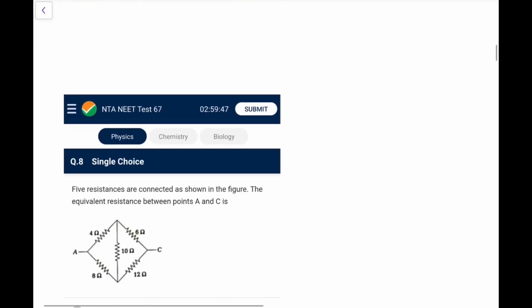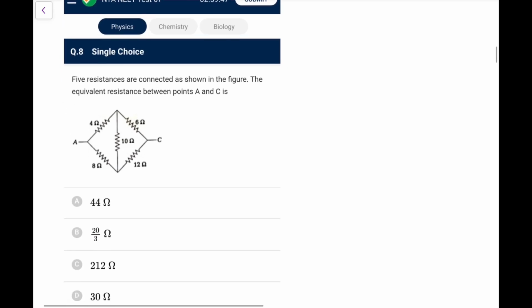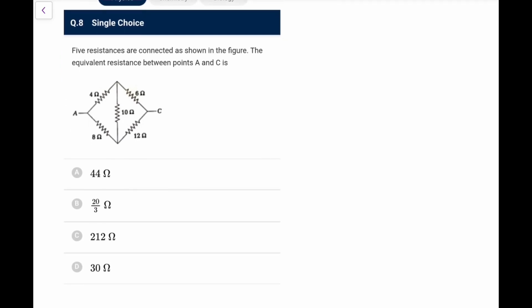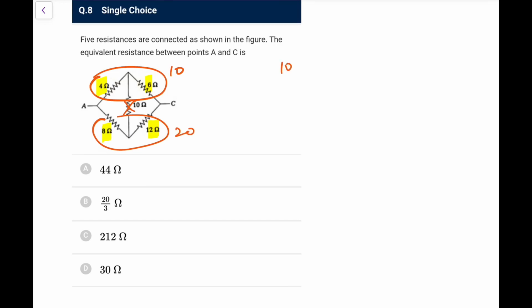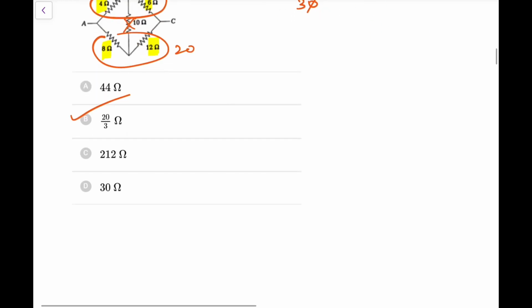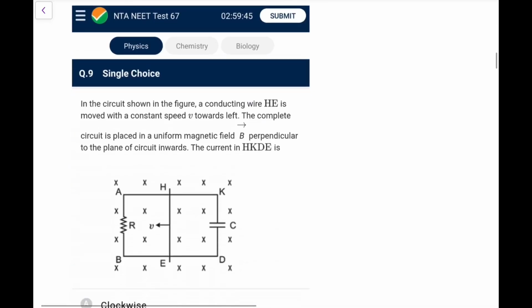Now the next one. 5 resistances are connected as given in the figure. The equivalent resistance between A and C. So if you see this 4, 6, 8, 12, it's a balanced Wheatstone bridge. This is 4:6, this is also 2:3, this is also 2:3. So this 10 ohm is only here for showpiece, it has no role, remove it. Now 4 and 6 take it in series, 10, this take it in series, 20, and they are in parallel. So the answer would be 10 into 20 upon 10 plus 20, which is 30. So answer comes out to be 20/3. So it's an easy one because the bridge is balanced. If it was unbalanced, it would have been a tougher one.